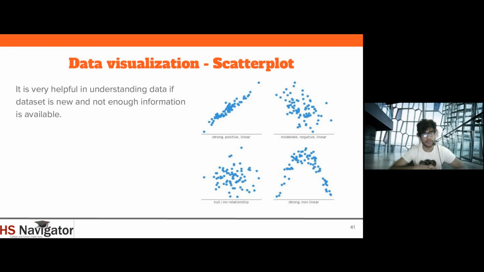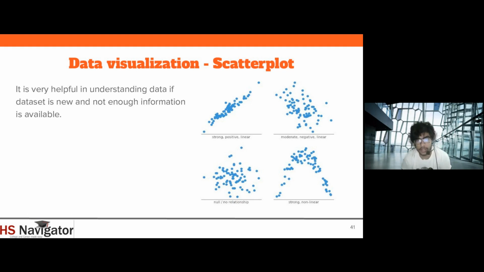It is very helpful in understanding data if the data set is new and not enough information is available. And on the right, we can see different types of correlations. On the top left graph, we have a strong positive linear correlation. As you can see, most of the points on the scatter plot are following a simple, straight line trend.